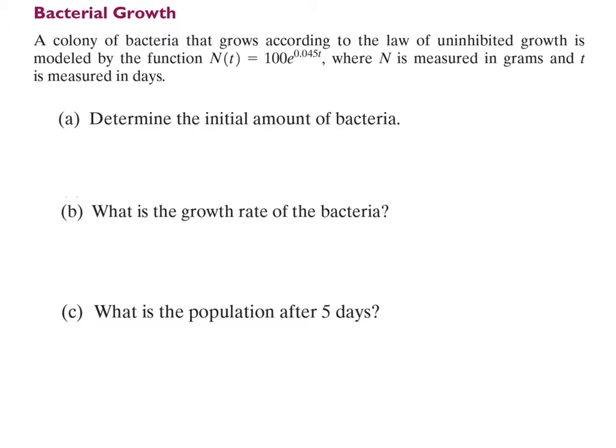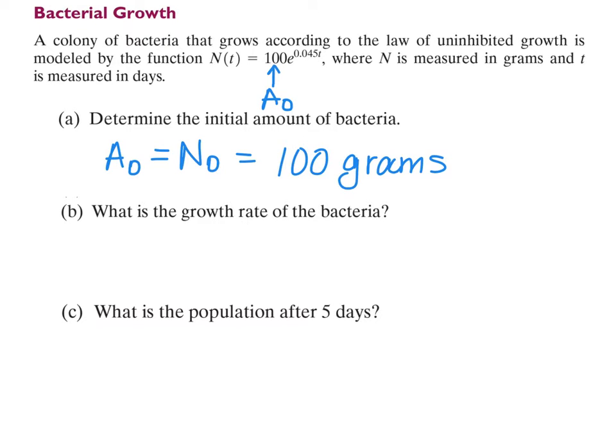Our first question is, let's determine the initial amount of bacteria. So I take the original equation that I know is about exponential growth and decay, and I realize that this number right here, this 100, is my A naught. And in terms of N, because we're using N here, not A, that is the same as N naught, or at time 0, that's how many grams of bacteria I have. So it's 100 grams of initial bacteria.